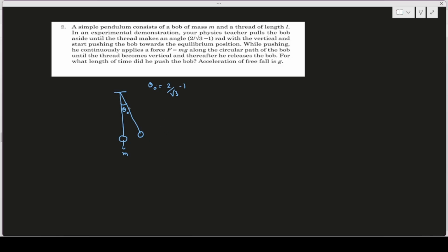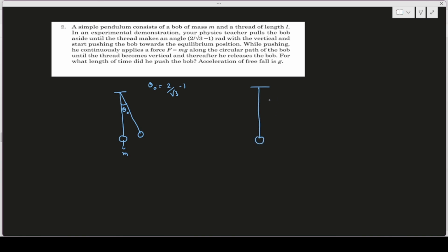Now when this bob is pulled to the angle theta naught, the teacher applies continuous force F equal to mg along the circular path. And up to when this force is applied? So this force is applied until the thread again comes to vertical.